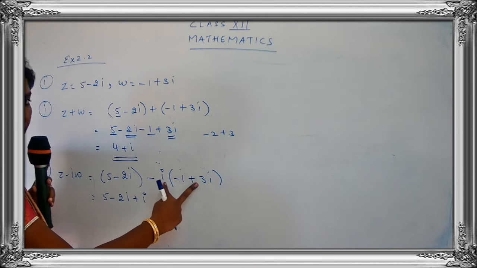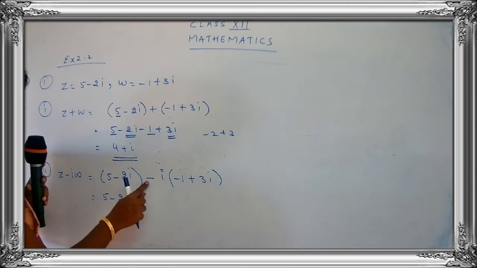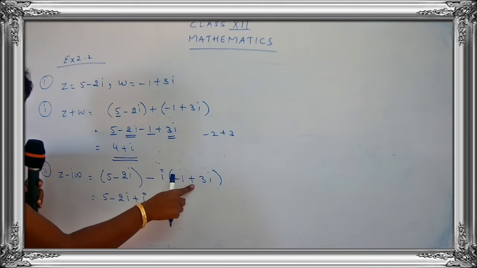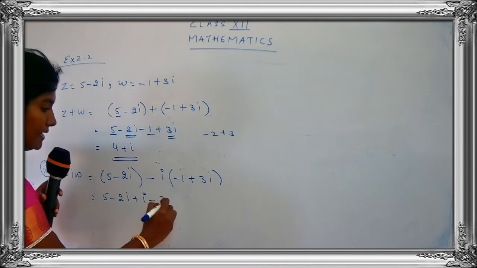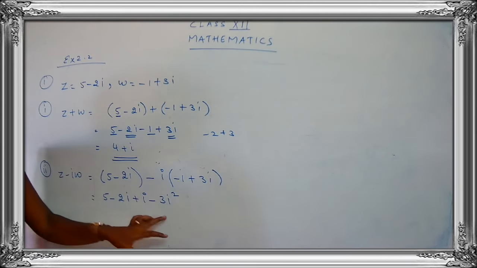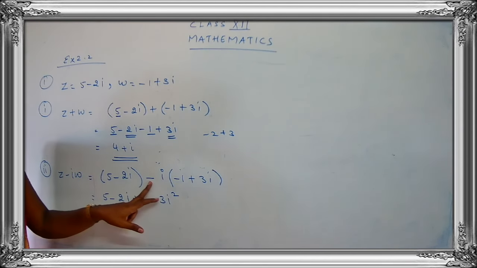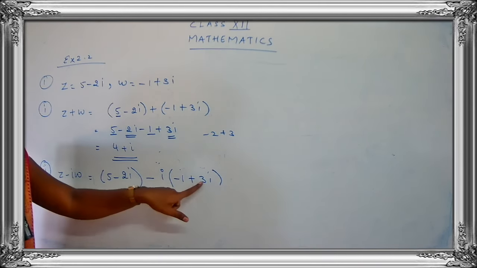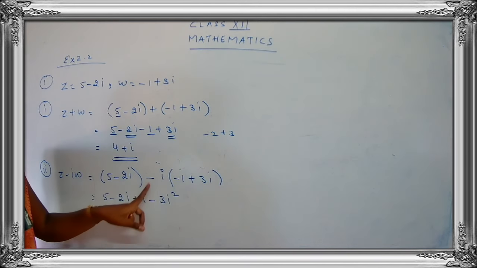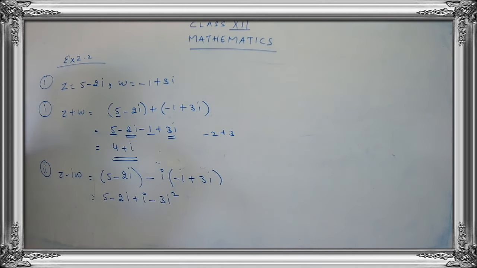i into 3i is 3i square. We have minus here. Plus into minus is minus. So you get minus 3i square. I hope you are clear with this step, children. So do not get confused. i into 3i is 3i square. Plus into minus is minus. So you get minus 3i square.